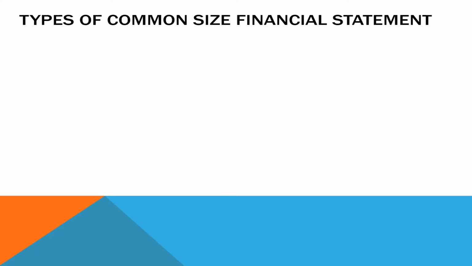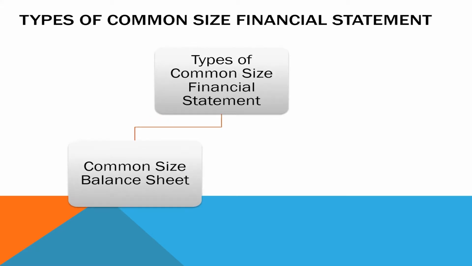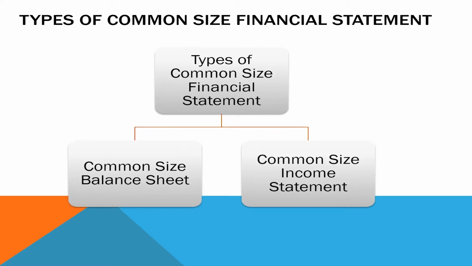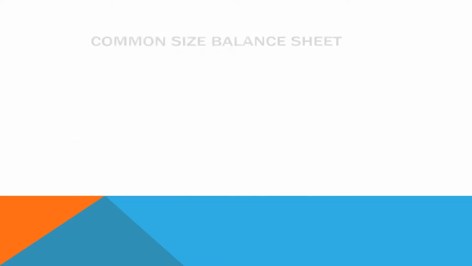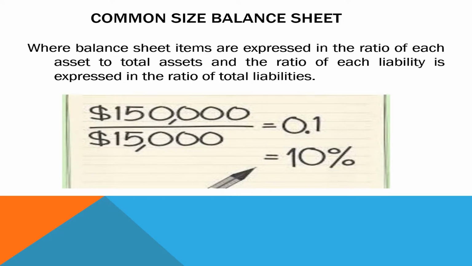Common size financial statements are of two types: common size balance sheet and common size income statement. Let's talk about common size balance sheet first. A statement where balance sheet items are expressed in the ratio of each asset to total assets and the ratio of each liability is expressed in the ratio of total liabilities is called common size balance sheet.